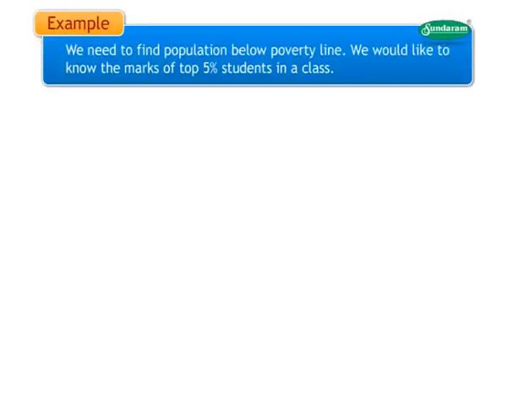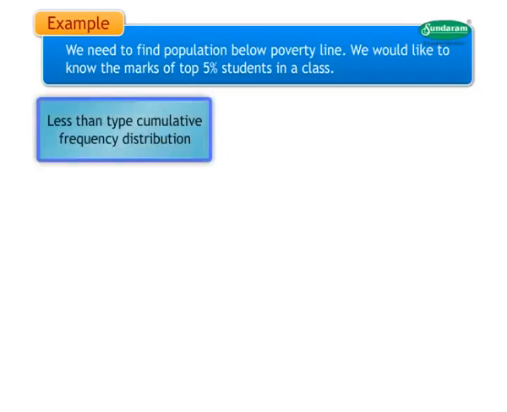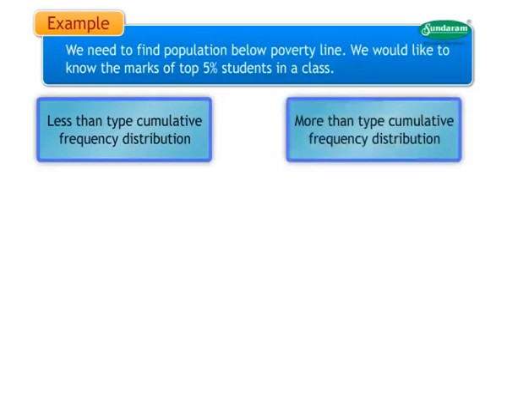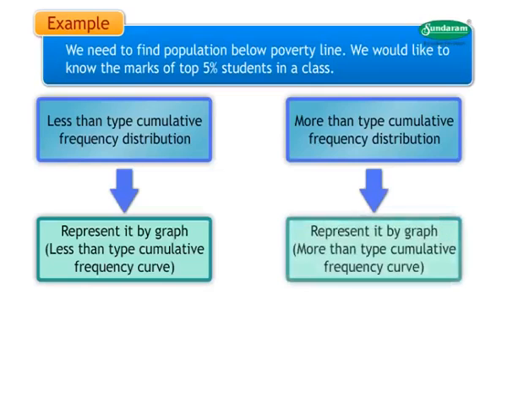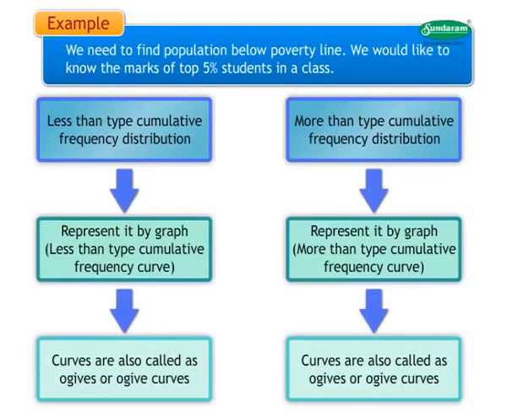We would like to know the marks of the top 5% students in a class. Such questions can be answered using less than type cumulative frequency distribution or more than type cumulative frequency distribution. Naturally, we would like to represent it by a graph. The corresponding graphs are called less than type cumulative frequency curve and more than type cumulative frequency curve. The curves are also called Ogives or Ogive curves.